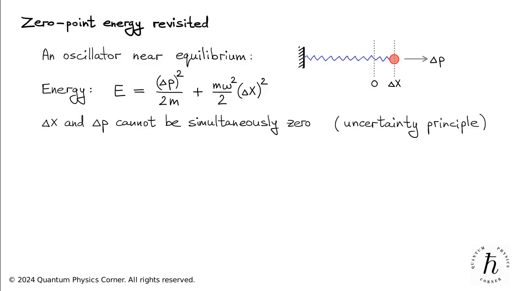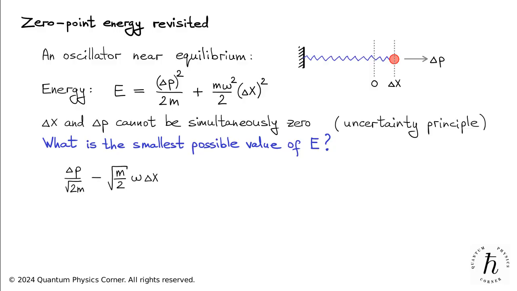So, the question we want to address is this. Considering the restriction imposed by the uncertainty principle, what is the smallest possible value for the total energy of the oscillator? To find the minimum energy, let's consider the following expression: delta p divided by the square root of 2m minus the square root of m over 2 times omega delta x. Clearly, the square of this expression cannot be negative. Let's take this inequality as our starting point.